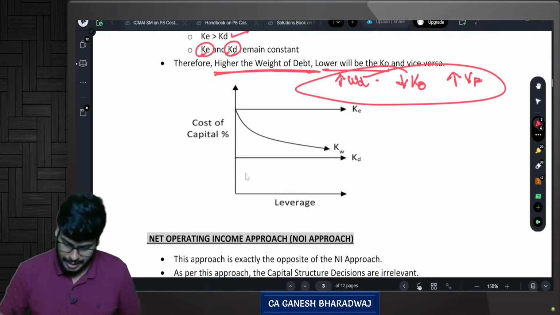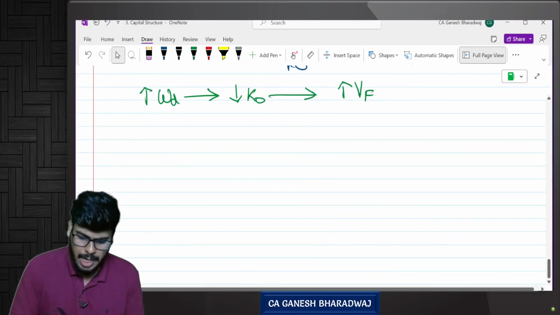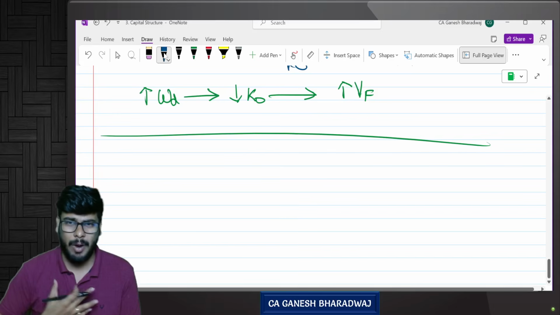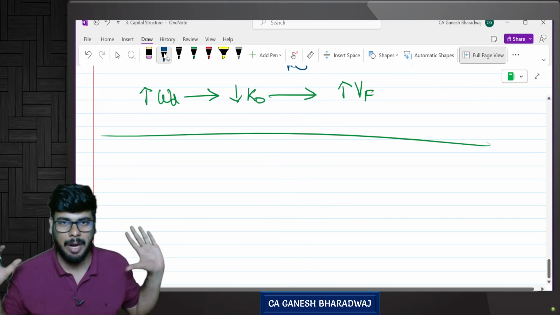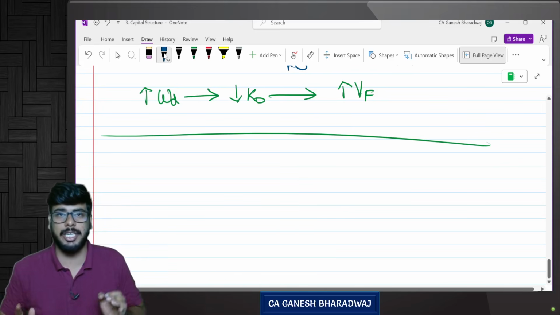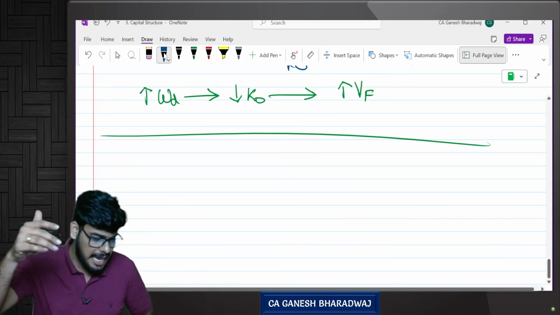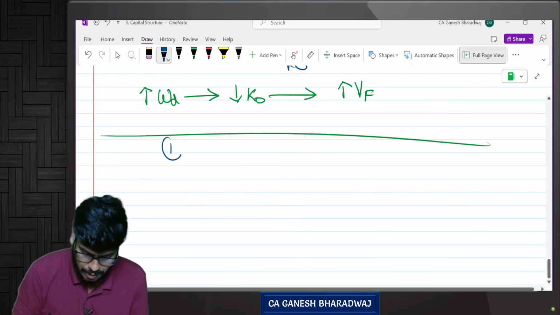What is the graph that they have given? Wait, I will draw and show you. You will have crystal clear clarity here. Very, very simple, guys. So whatever we have seen, they have given a name called the net income approach. Whatever we have learned logically, that logic is given the name net income approach. Are you clear with this? This was founded by David Durand. Now look at this. This is the first one, the net income approach.